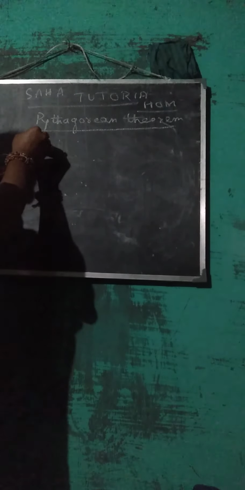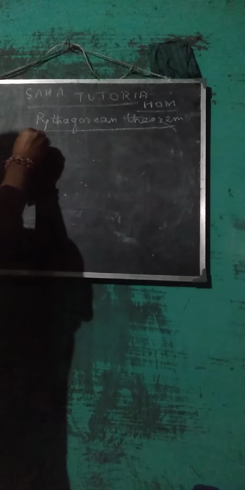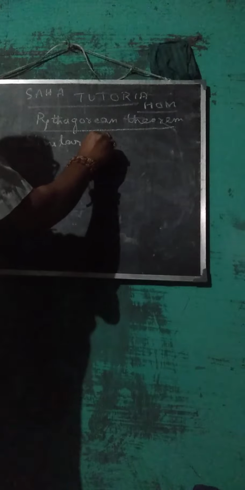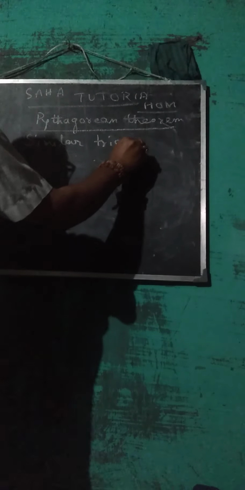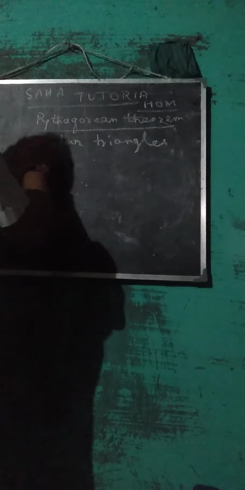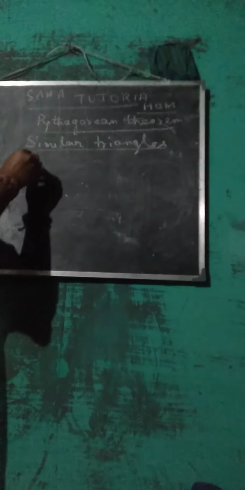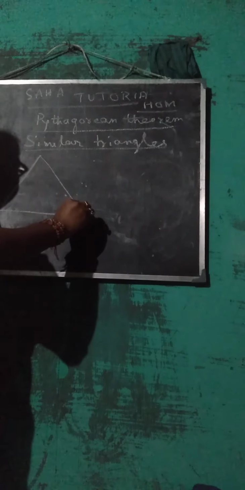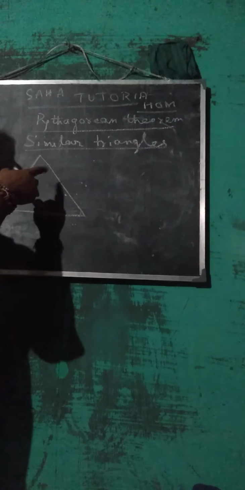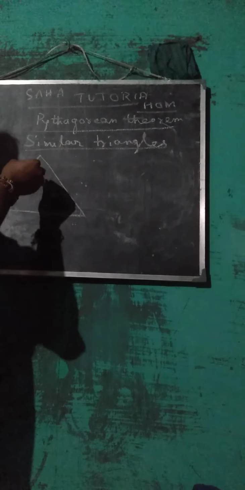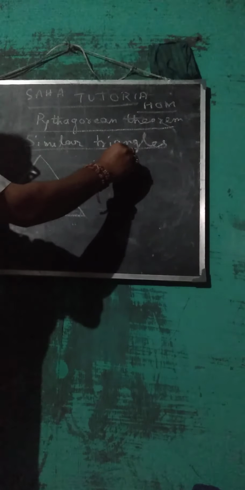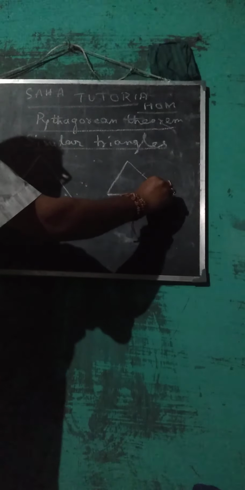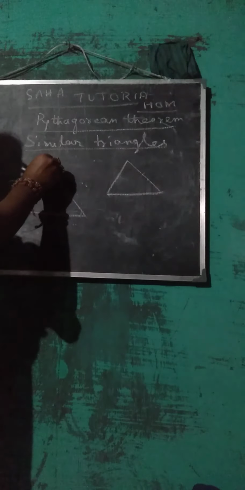We know what similar triangles are. First, we learn what are called similar triangles. Any triangle with sides of any length, and another triangle with other lengths of sides, but the angles are the same.